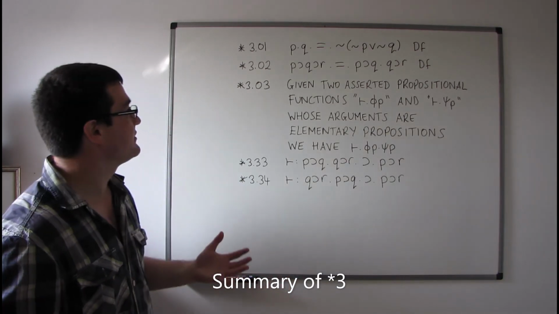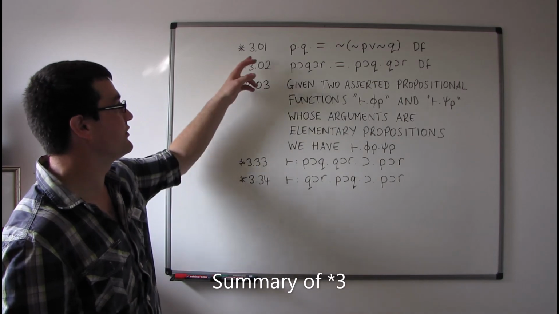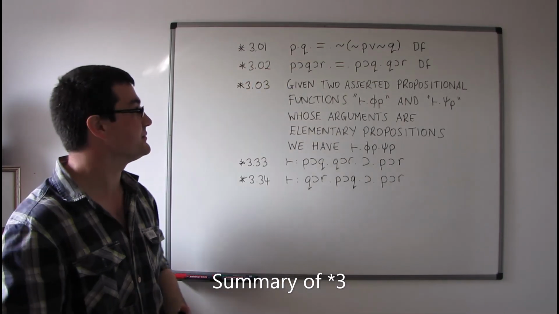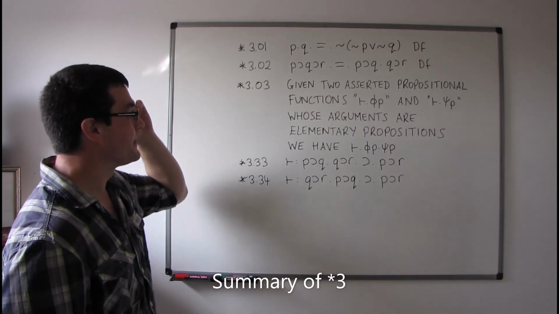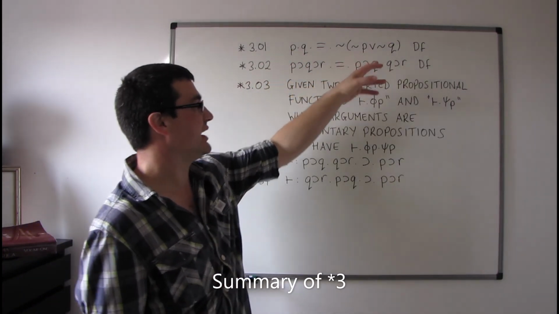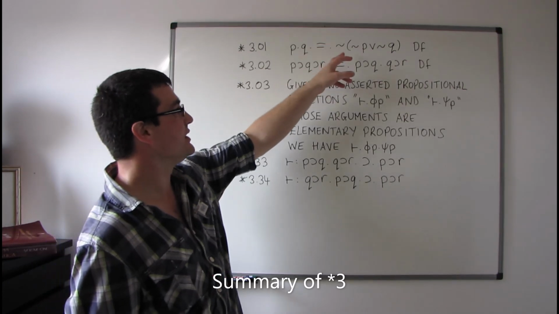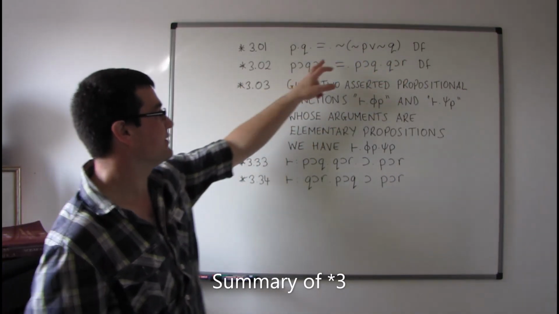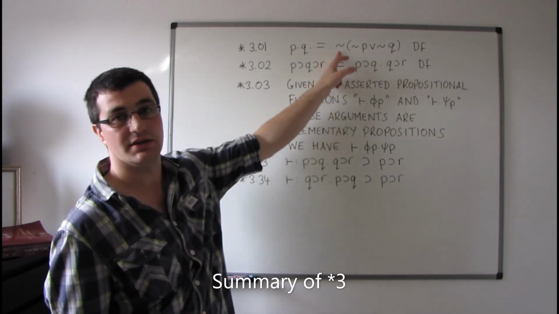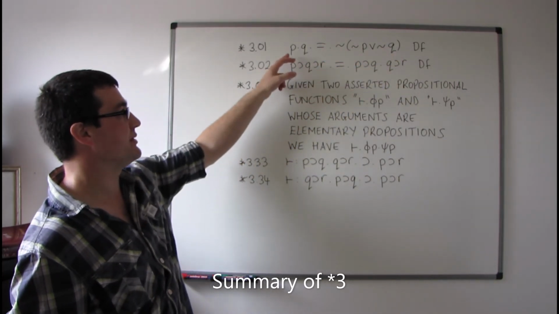So, kicking off with section 3 then, we've got the definition of the logical product. P.Q, which is read P and Q, is defined in terms of negation and disjunction: it's not (not P or not Q). Okay, so whenever we see this collection of symbols here, we are free to replace it with just simply P.Q.